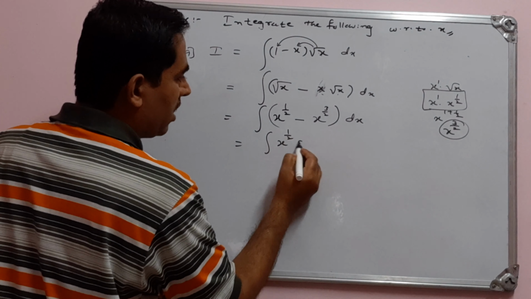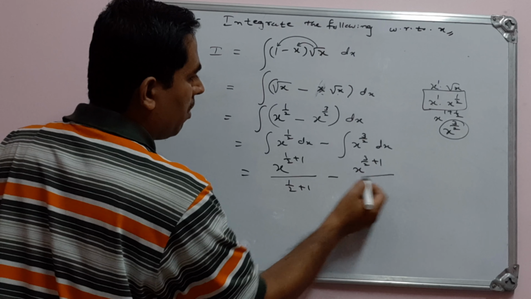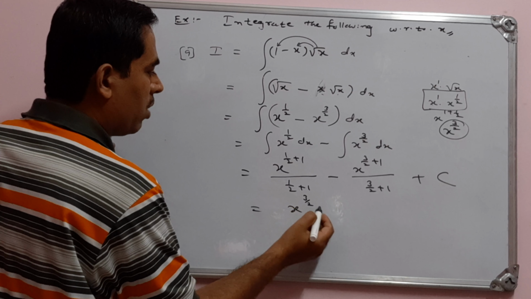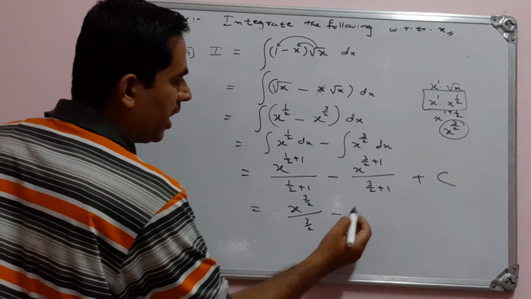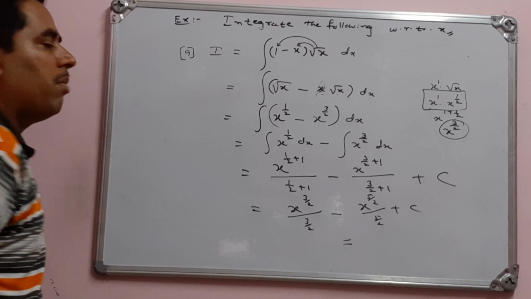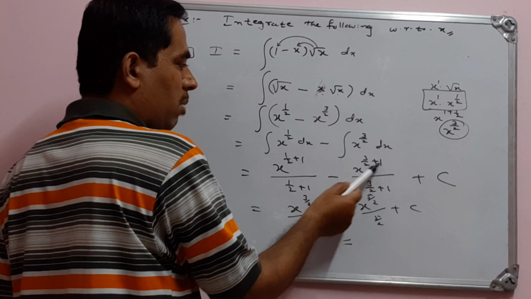Integration of x to the power of n is x to the power of n plus 1 divided by n plus 1. For both of these, use the power rule, then write c at the end. So half plus 1 is 3 by 2, divided by 3 by 2, minus x to the power of 3 by 2 plus 1, which is 5 by 2, divided by 5 by 2, plus c. So this will be my integral. Taking the LCM, we get 2 by 3 x to the power of 3 by 2 minus 2 by 5 x to the power of 5 by 2 plus c.